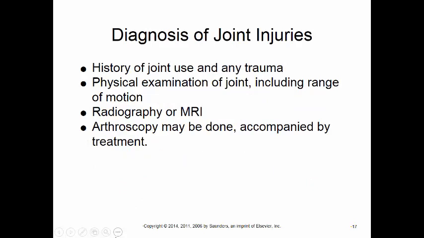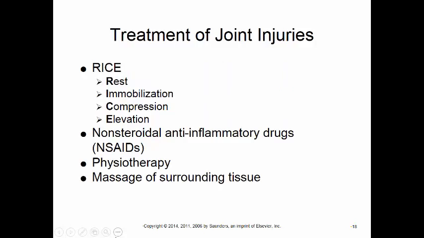Diagnosis of joint injuries includes: you need to know the history of the joint use and any previous trauma. Physical examination of the joint, including range of motion, so you need to establish the baseline. X-rays or MRIs. Arthroscopy may be done along with the treatment at the same time, like if you're removing bone spurs or different things like that, or cleaning out that joint cavity.